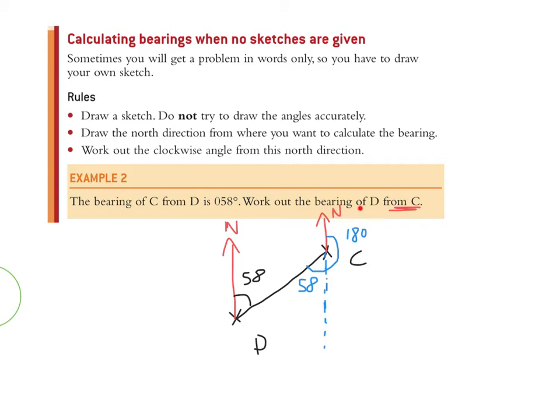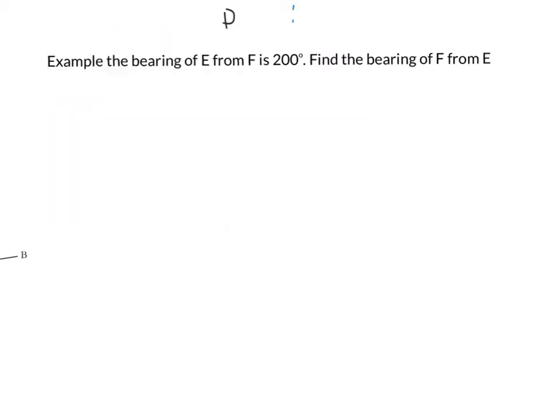So the bearing of D from C is the angle you turn from north, which is 180 plus the 58, which would get you facing C. So the bearing is 180 plus 58, and that gives you 238 degrees. That's the bearing of D from C. Let's do another one just to make sure we're happy with this concept.